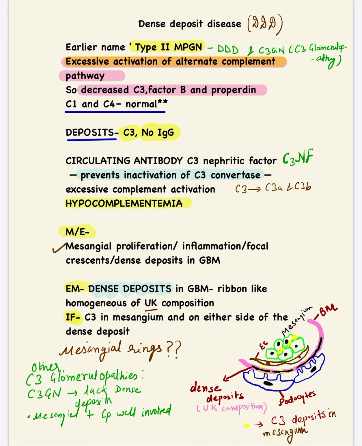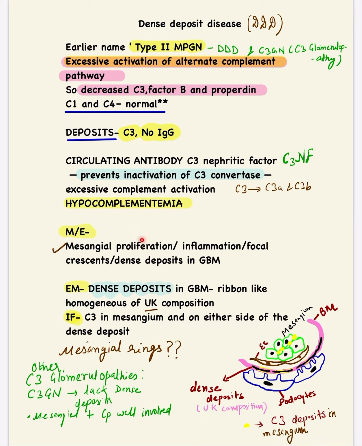So this is again important from the MCQ and the theory point of view, that the deposits in the glomerular basement membrane, the dense deposits, their composition is unknown, and on either side there is C3 complement deposition. Now these C3 deposits can also be seen in the mesangium, and the round circular deposits seen in the mesangium are known as mesangial rings. So these are the deposits which will be seen microscopically.